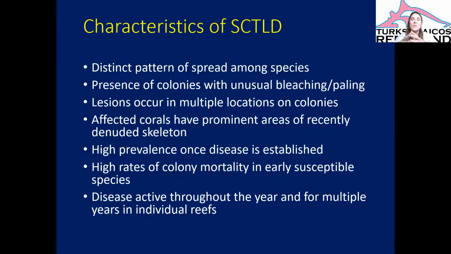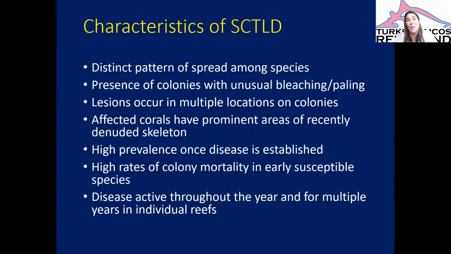You also want to look for the presence of colonies with unusual bleaching or paling. We call it focal bleaching in sections as well. As I said, a lot of corals bleach, at least sectionally, in response to the stress of disease. Lesions occur in multiple locations on colonies, so that is a big identifying factor. And affected colonies have prominent areas of recently denuded skeleton. So again, as I keep zooming into all those different sections there to really show you that sharp denuded skeleton, that is how you're going to differentiate it from bleaching or other potential ailments as well.